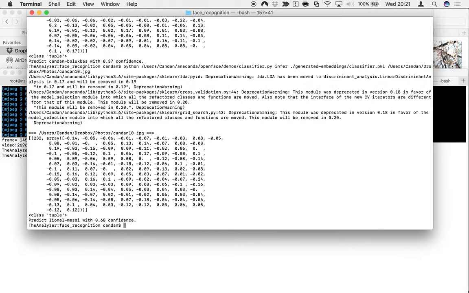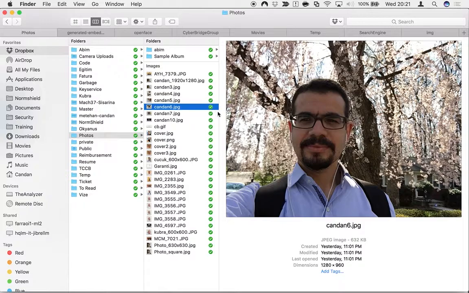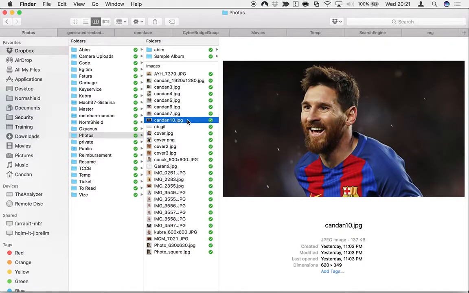Let's try Candan 10. It is Lionel Messi. So our mathematical formula is working exactly right. It was a tricky question. I actually named a Lionel Messi photo with Candan, to trick it. If you're looking at only the name, I need to know that. So actually it's a Lionel Messi photo, but it's named by me. And even though the name says Candan, the algorithm says it is Lionel Messi. So see that it is working, it is proven.